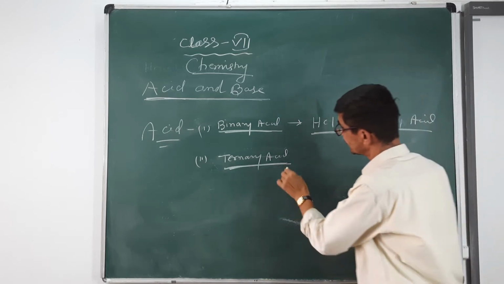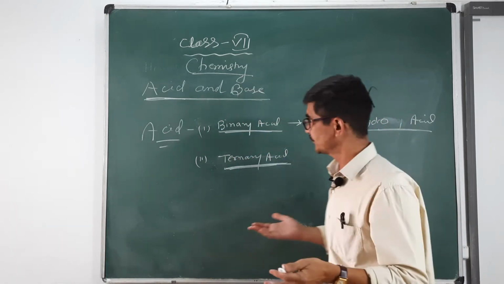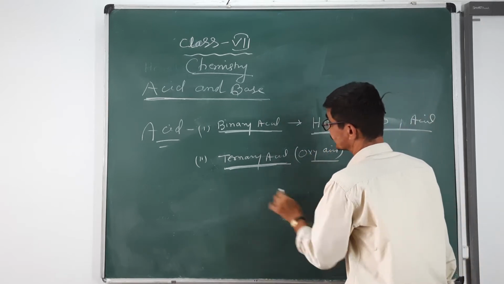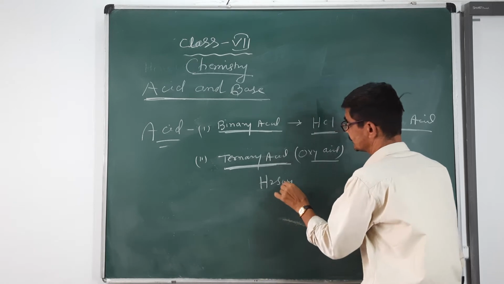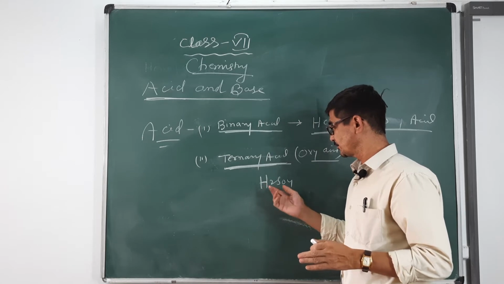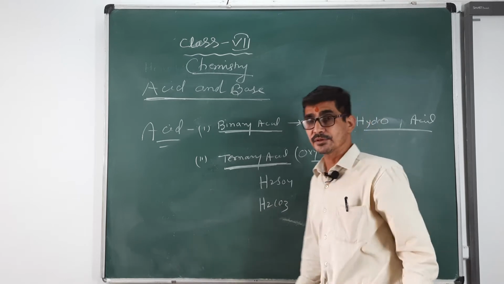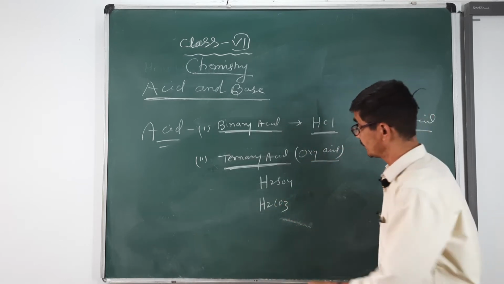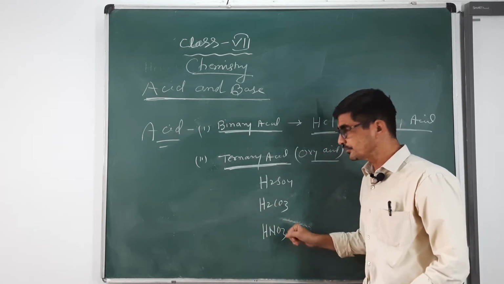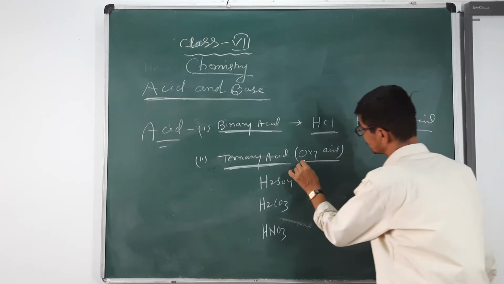Now, a ternary acid consists of three types of elements, and is also known as oxy acid. For example, H2SO4 is called sulfuric acid, and it consists of three different elements: hydrogen, sulfur and oxygen. Carbonic acid is also a ternary acid because it consists of hydrogen, carbon and oxygen. Nitric acid also consists of hydrogen, nitrogen and oxygen, so it is called ternary acid. It is also known as oxy acid.